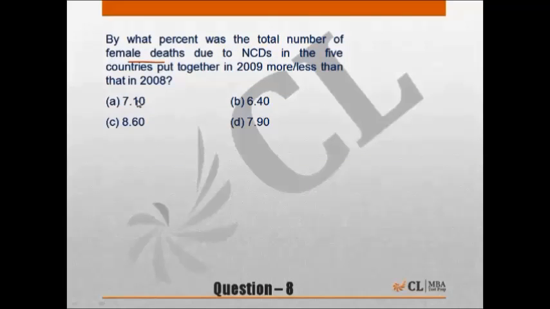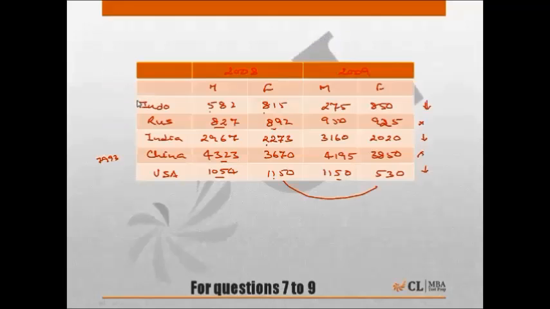Next question. By what percent was the total number of female deaths in the 5 years more or less than that in 2008? Female deaths is what we need to find out. So let's first find out the total number of females who died in 2008. Let's add them. When you add this, this number will come out to be 8800. Similarly, you could find the total number of females who have died in 2009, and then find the difference and get the answer.